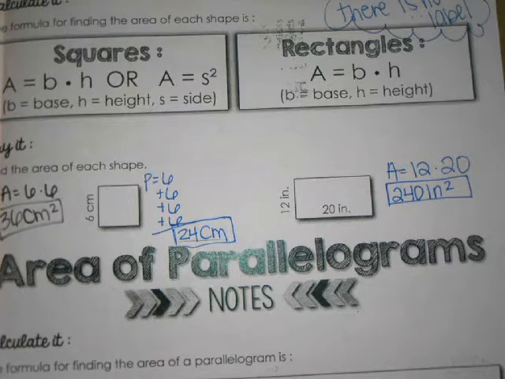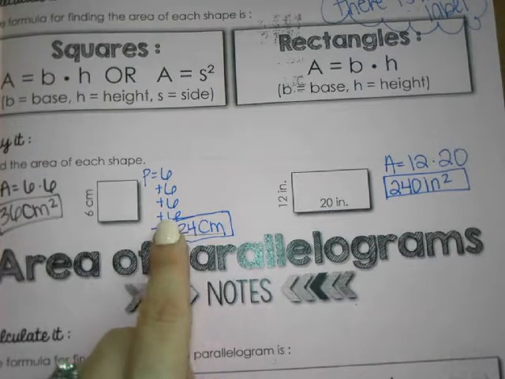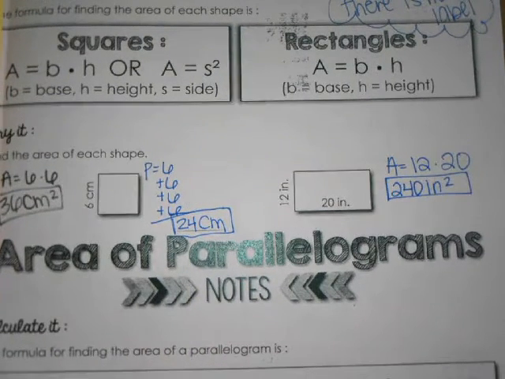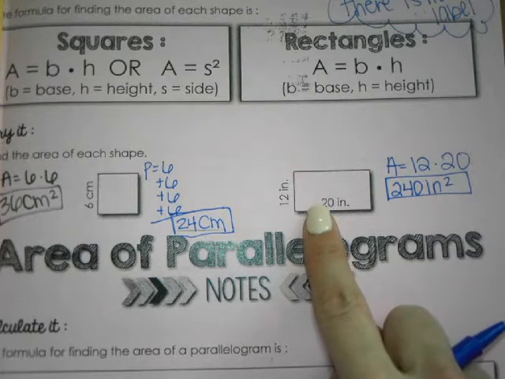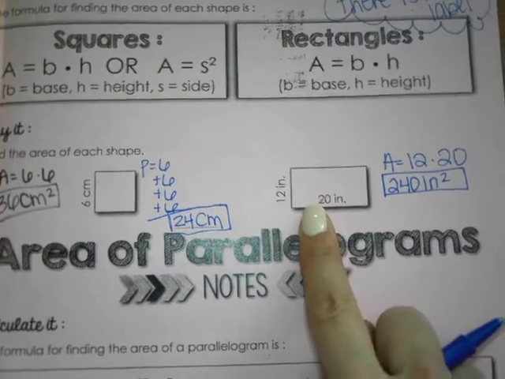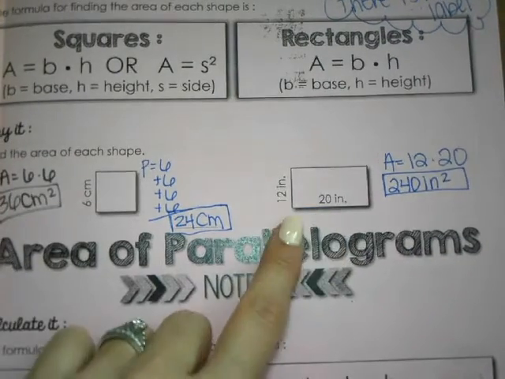Always, always, always. How else could I have solved this problem instead of doing 6 plus 6 plus 6 plus 6? I could have also done what, Bennett? I could have also done 6 times 4, and I would have got the same answer and been correct. All right, perimeter of the last one. Number 4. How do you do perimeter of the last one?